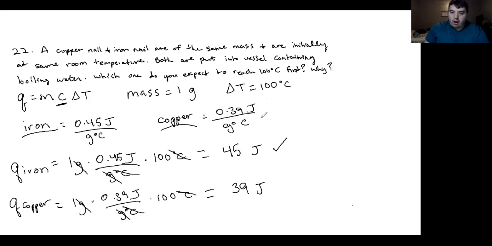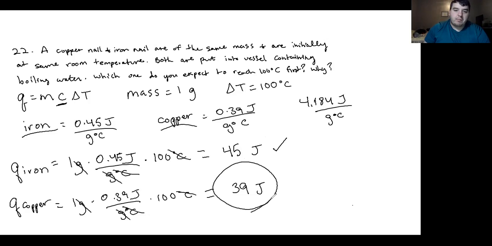If you think about water, water has a specific heat of 4.184 joules per gram degree Celsius. So we know that water takes quite a while to heat up; if we have 1 gram of water, it takes a little while to heat up 100 degrees Celsius. So for this problem, the solution we're looking for is copper. Copper is going to be the one that reaches 100 degrees first, specifically because it has a smaller specific heat.